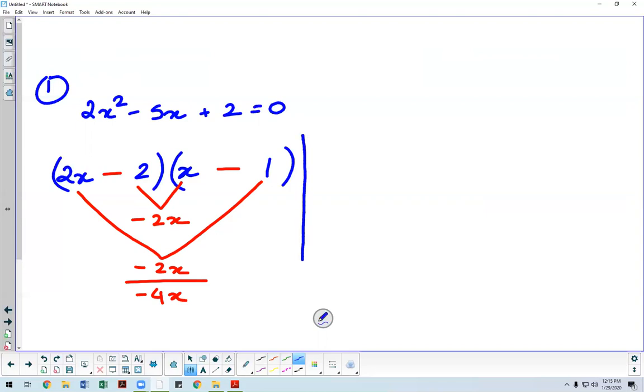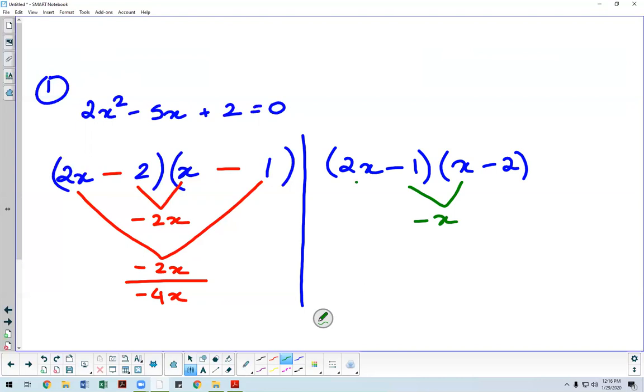So this is not the right order. So we change that. And instead of writing it this way, we will now write it as 2x minus 1 and x minus 2. So you're basically switching the places of 1 and 2. And we would still need to do this little check to make sure I still end up with negative 5x. So now, when I multiply the two inner terms, that's negative 1 times x. It's negative x, right? And then the two outer terms, negative 2 times 2x is negative 4x. And when I add them, negative 4 minus 1, negative 5x, which means this is the correct order.